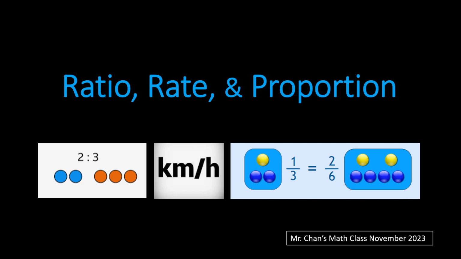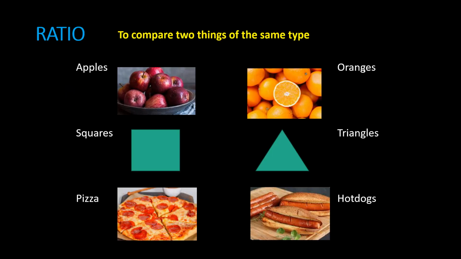In this lesson, we're going to cover ratio, rate, and proportion. We'll first discover what ratio is. Ratio is about comparing two things, and they belong to the same type of things.